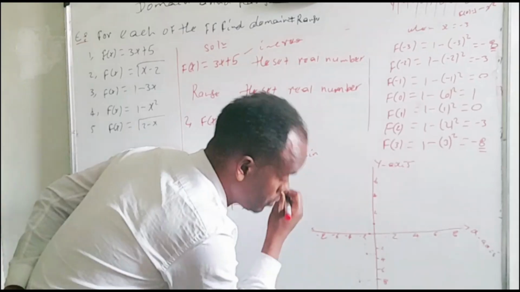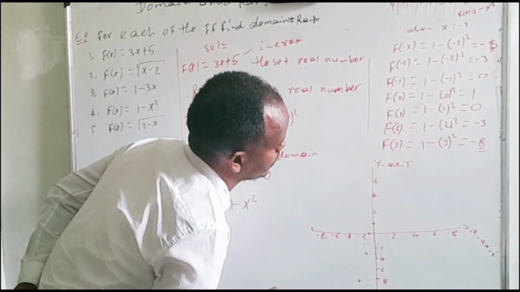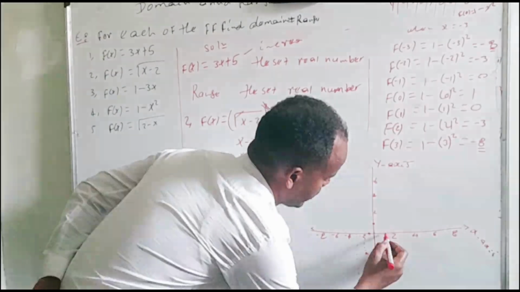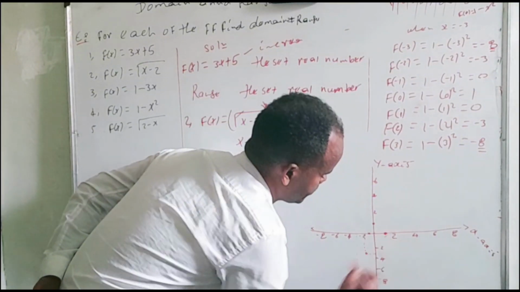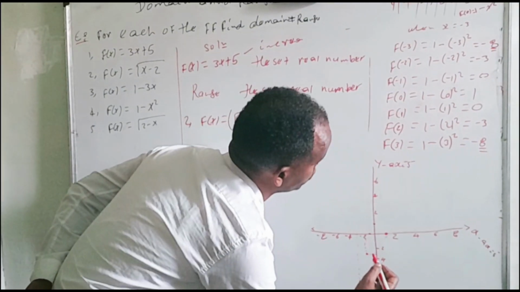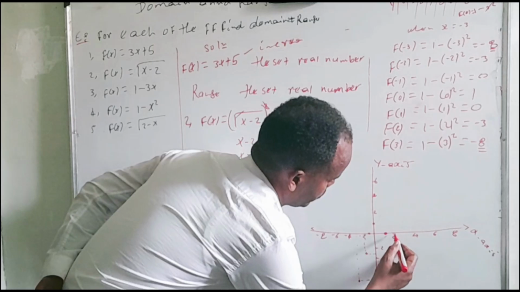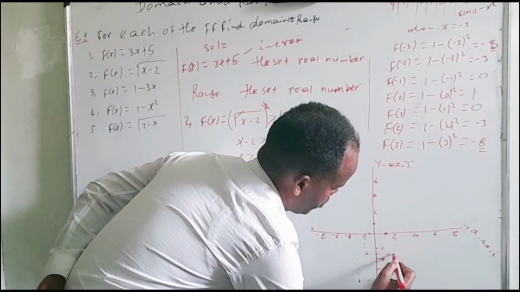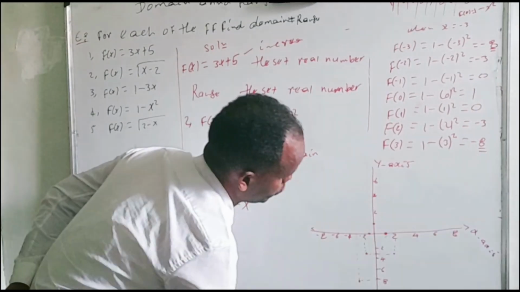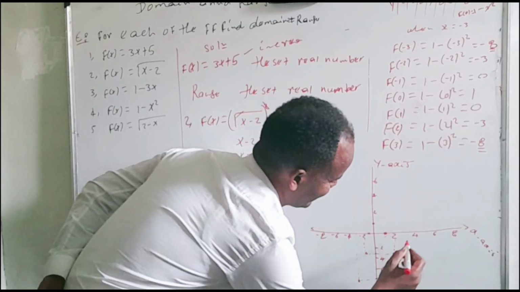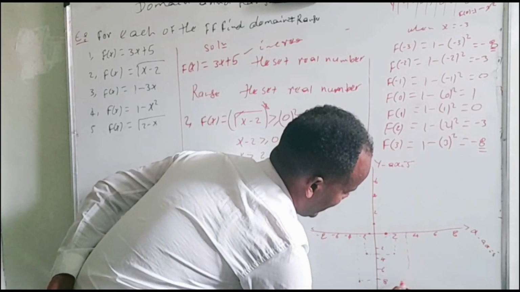When x is equal to 1, that is 0. When x is equal to 2, that is minus 3, around this point. When x is equal to 3, it is at minus 8.